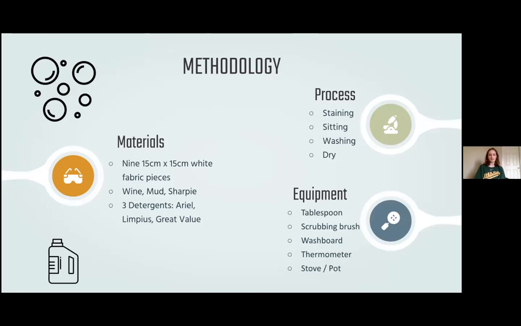The materials we used to stain the fabrics were wine, mud, and Sharpie. And the 3 detergents that we used were Ariel, Limpios, and Great Value. The equipment that was used in the process was tablespoon, scrubbing brush, washboard, thermometer, stove, and pot.